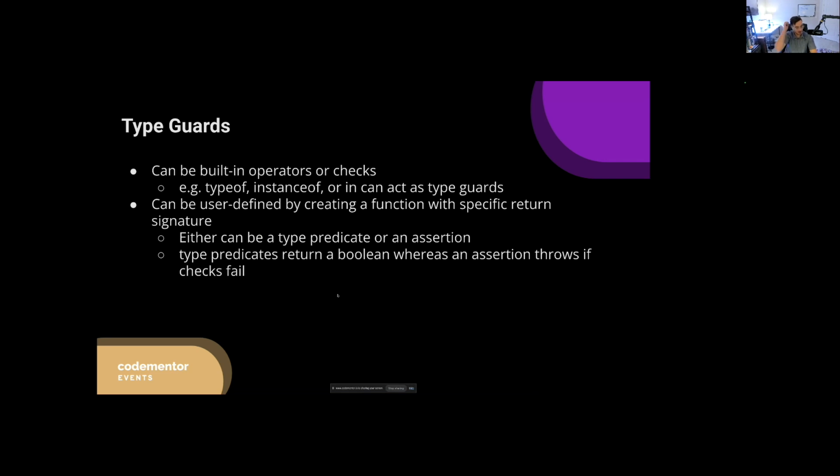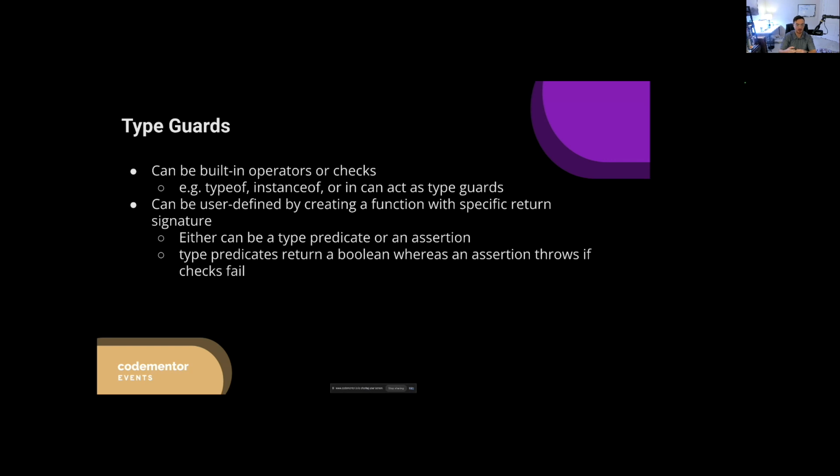So let's talk a bit more about type guards. Type guards come in various different forms. Type guards can be built-in operators or checks. For example, we have typeof, instanceof, or in, and these can act as type guards. typeof is actually, and I believe instanceof too, a part of JavaScript. They're not unique to TypeScript. But TypeScript can also use these to enhance the linting and IntelliSense, and again, provide that runtime type safety. The in operator specifically is also not a TypeScript operator. It's also used in JavaScript to check if properties exist within an object. So we can use that as a type guard as well.